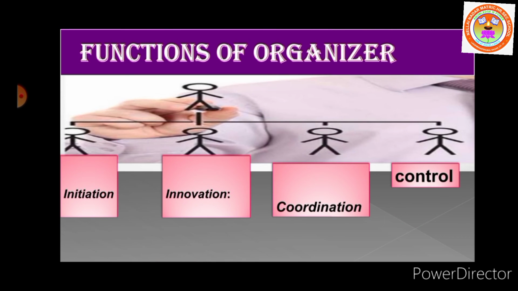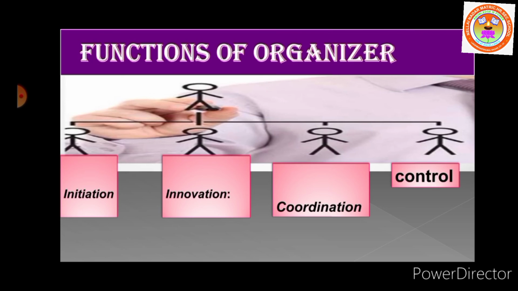Functions of an entrepreneur or organizer: initiation, innovation, coordination, control, and risk taking. Initiation: an organizer is the initiator of the business, by considering the situation and availability of resources and planning the entire process of business. Innovation: a successful entrepreneur is always an innovator. He introduces new methods in the production process.